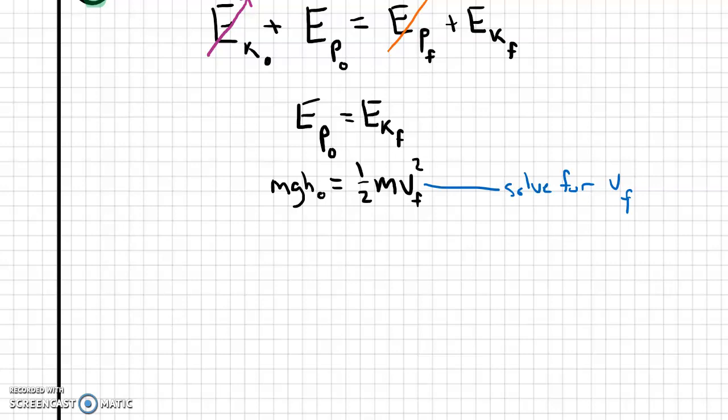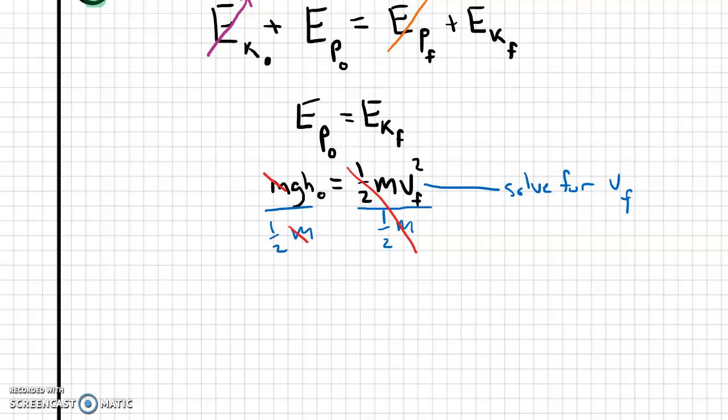This is the part where some of us were concerned a little bit about the mass, and we didn't know it. We said, well, I don't think I can find this. But I'm going to show you right now that that actually doesn't matter. To get the VF by itself, I'm going to divide by 1/2 m, and that will, on this side, cancel out the 1/2 and the m. Over on this side, we're going to divide by the 1/2 m. And you'll notice there's an m on top and an m on the bottom. They cancel out as well.